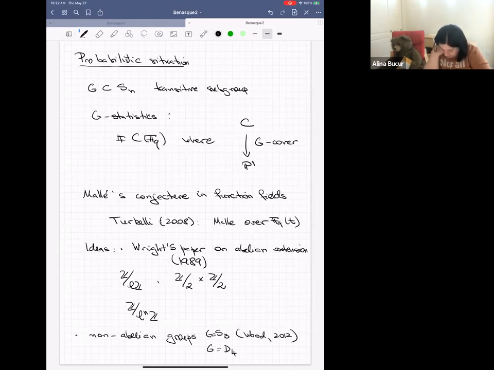But one hopes that if one takes a small enough group that we understand really well, one could try to do this statistics for G covers of P1. That would, of course, take you into this world of non-abelian Cohen-Lenstra that people have been working in.